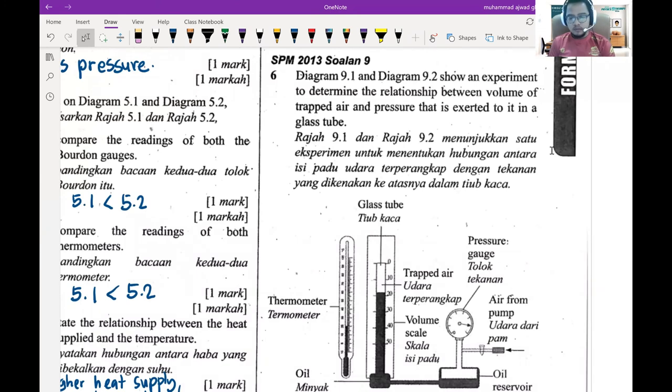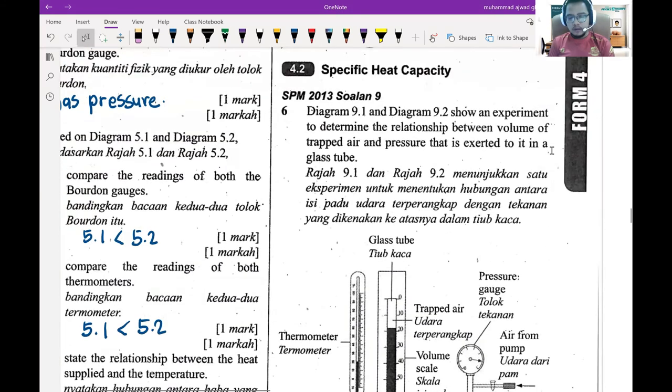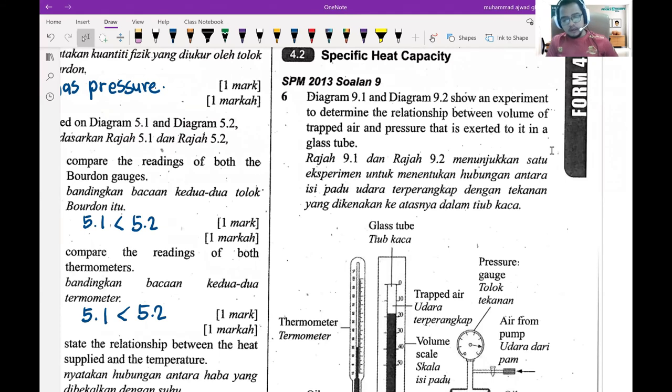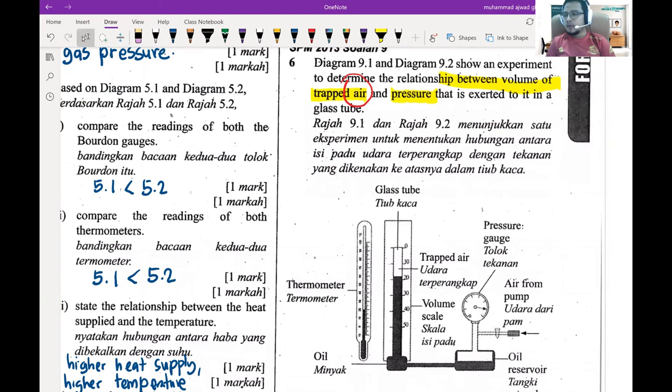Okay, ni relationship between volume of trapped air and pressure. Okay, basically soalan yang ini mula-mula dia. Nombor 6 ni. Kalau dah kata kat sini volume and pressure, ada air pula tu, maksudnya ini bukan specific heat lagi. Ini soalan related to which concept? Rasa-rasanya ni konsep mana? Volume and pressure. Okay, volume and pressure. Rasa-rasa yang mana ni?